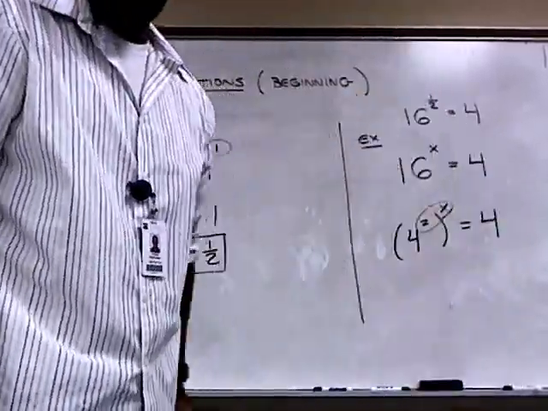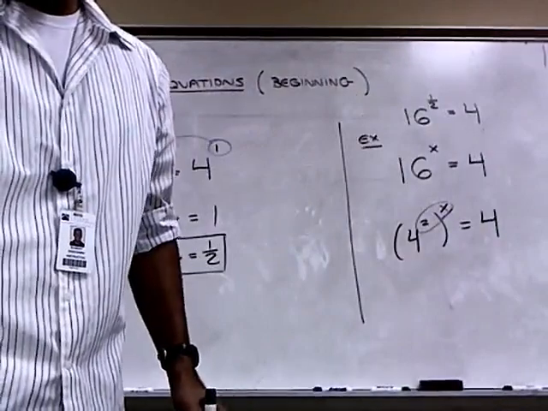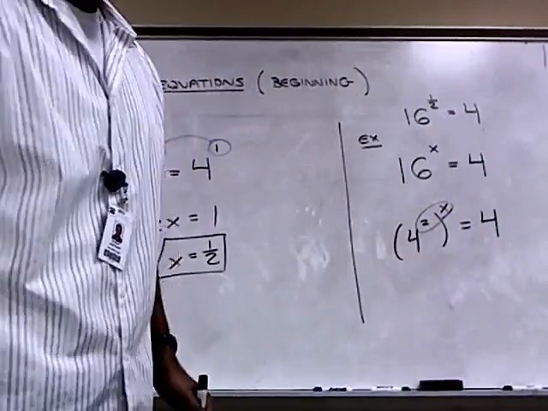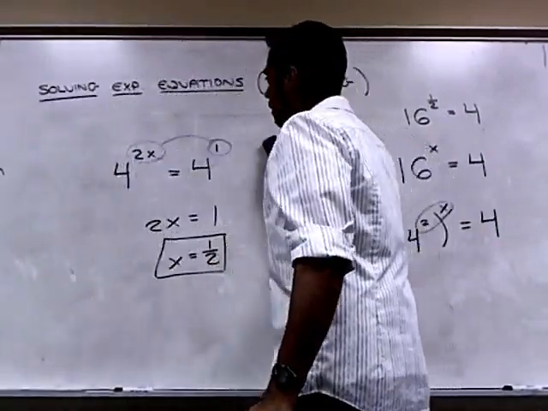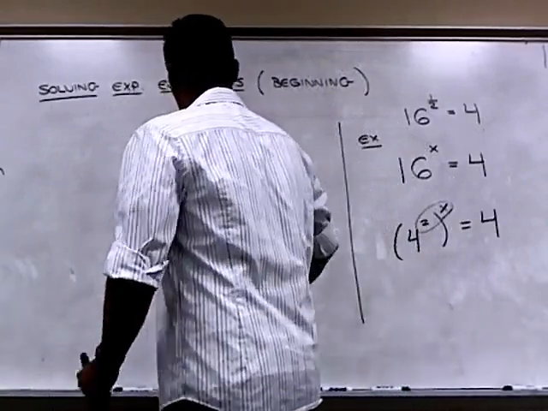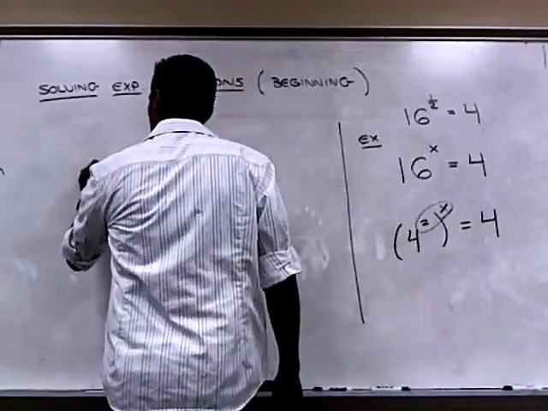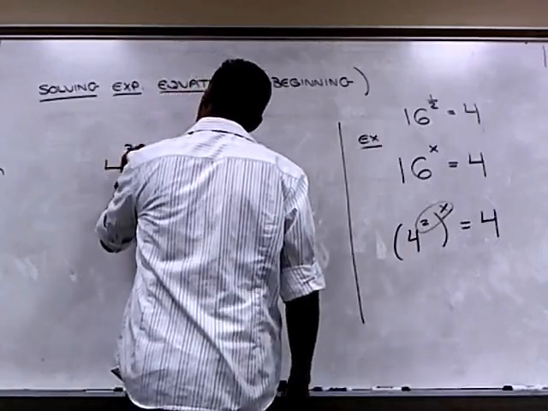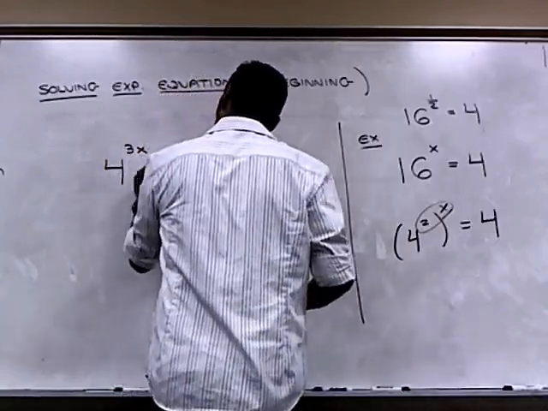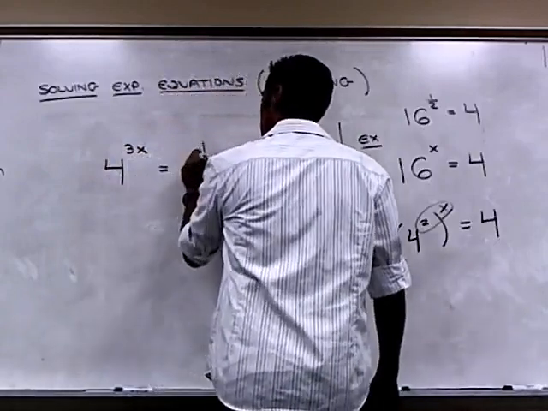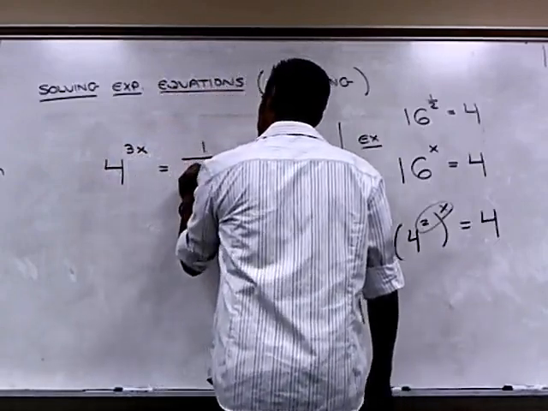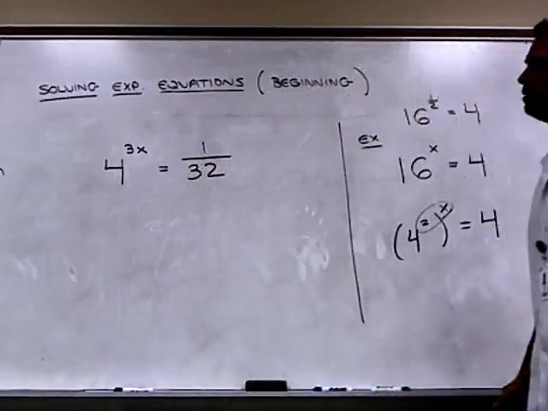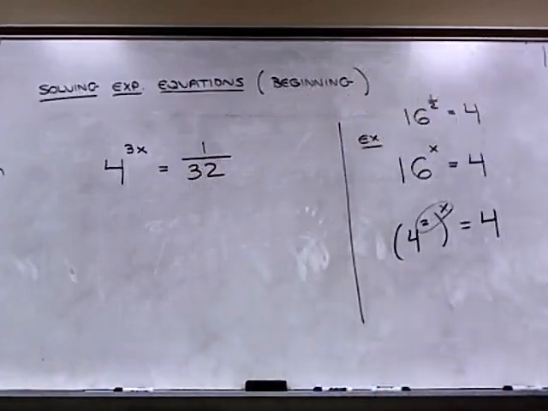Okay, how about this one? All right. How about 4 to the 3x equals 1/32? Oh, really? Would I do that to you? I think I just did. I'm sorry.